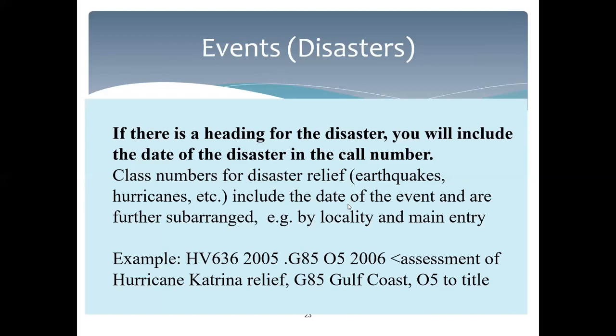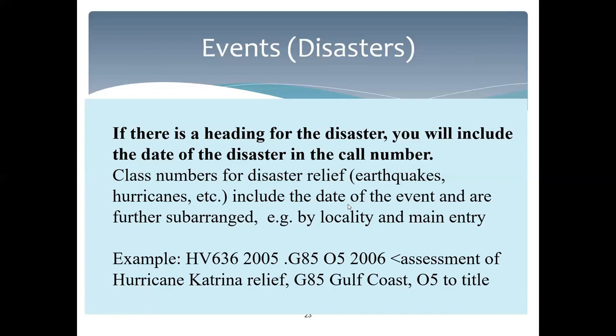So we have something about Hurricane Katrina relief that happened in the Gulf Coast. And so our HV 636 is tied to that category of disasters, hurricanes. Katrina happened in 2005. This is related to the Gulf Coast, so we have that geographic cutter for Gulf Coast. So that's getting to our locality and main entry.